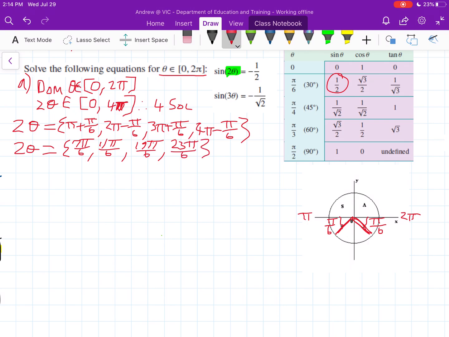So all that's left to do now is actually just find what theta is equal to. And it's just like any other equation, we need to divide it all by 2 because it's 2 theta. So now we just divide it all by 2, so essentially all we need to do is double our denominator. So this becomes 7 pi on 12, 11 pi on 12, and so forth, 19 pi on 12, and finally 23 pi on 12.